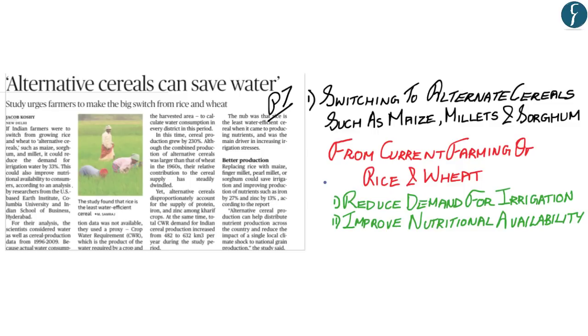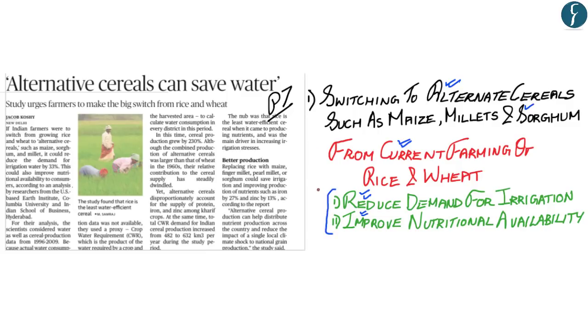Now hopefully you have understood the focus of the article, wherein it cites a research which has said that if the Indian farmers switch from the current farming of rice and wheat to alternate cereals such as maize, millets and sorghum, it can firstly reduce the demand for irrigation water, and secondly, it would also improve the nutritional availability to the consumers. Now these are the two facts that you need to remember from this article.